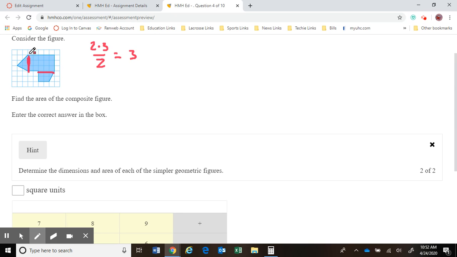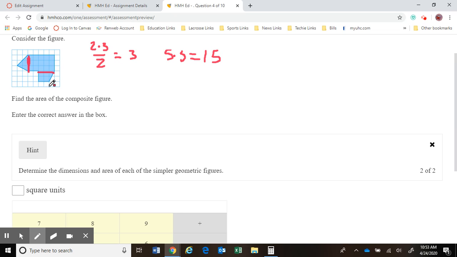Now, what are the dimensions of my rectangle? 1, 2, 3, 4, 5. 1, 2, 3. 5 times 3. What's 5 times 3? 15. So the area of my rectangle is 15.